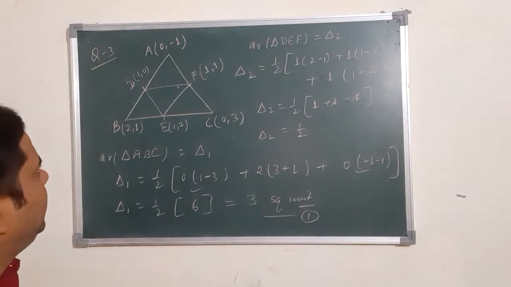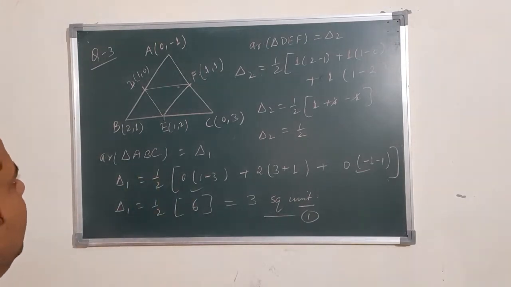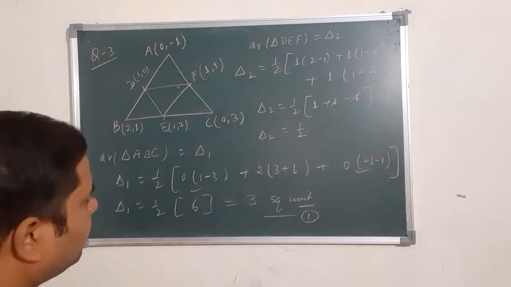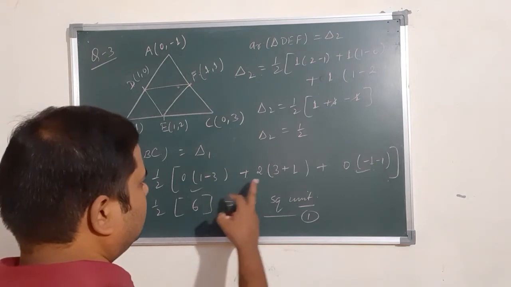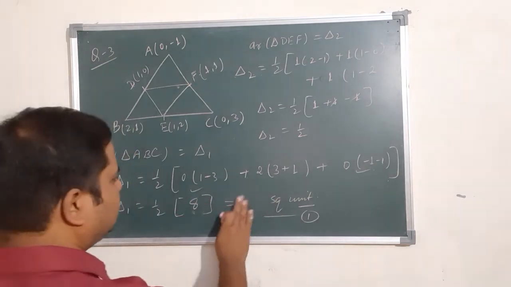Now area of triangle ABC, okay, here 3 plus 1, 2 4s are 8, and this is 4.